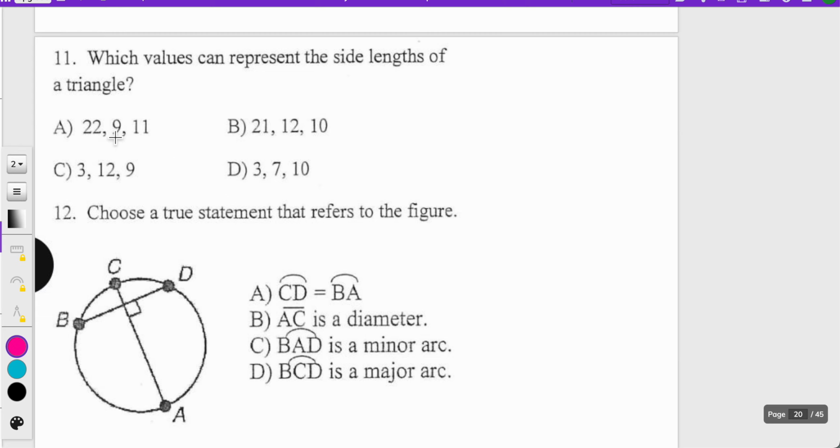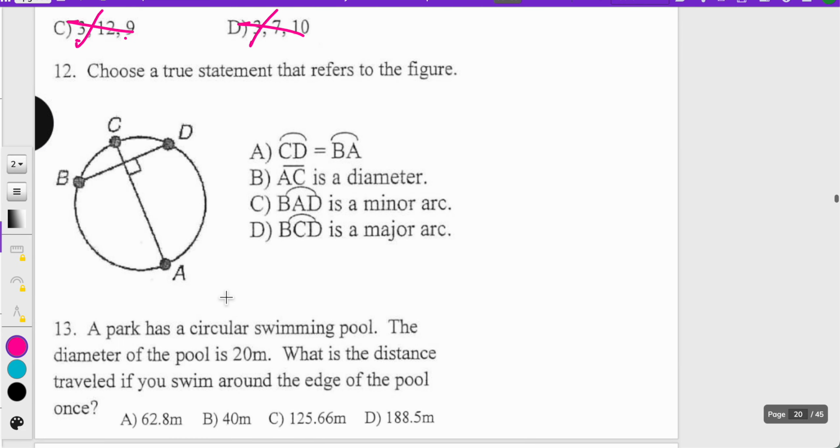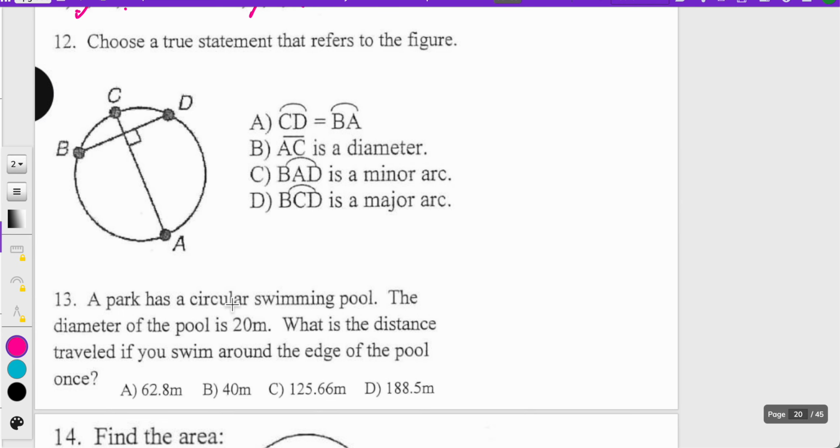If I start with letter A, 9 plus 11 is 20, and that's not greater. Then I go to B, 10 plus 12 is 22, and that is greater than 21. Just for kicks and giggles, 3 plus 9 is not greater than 12, and then 3 plus 7 is not greater than 10.